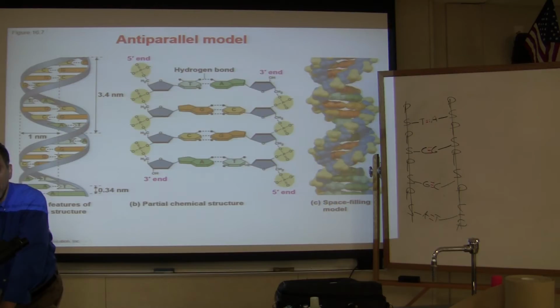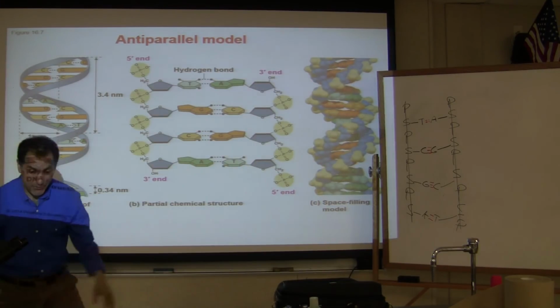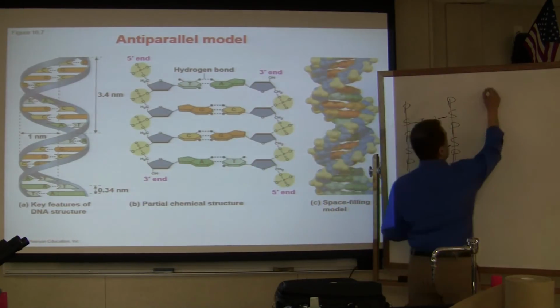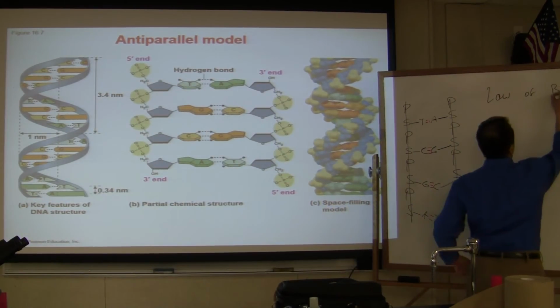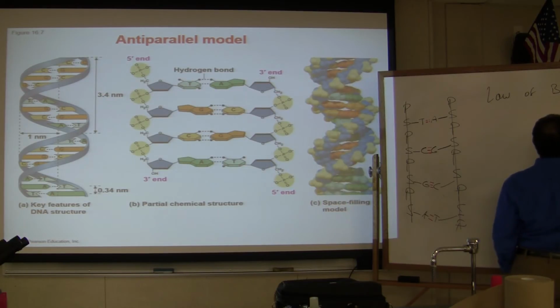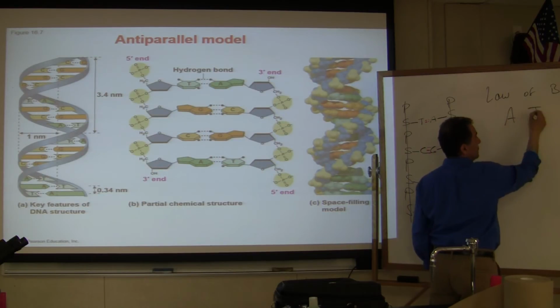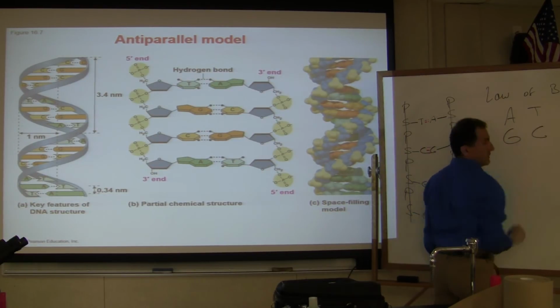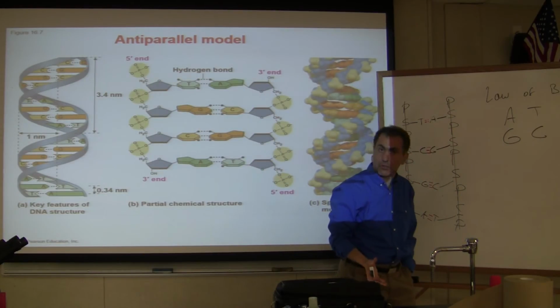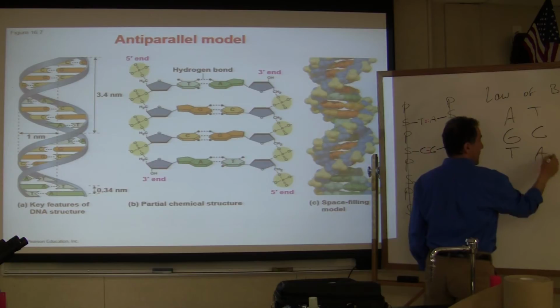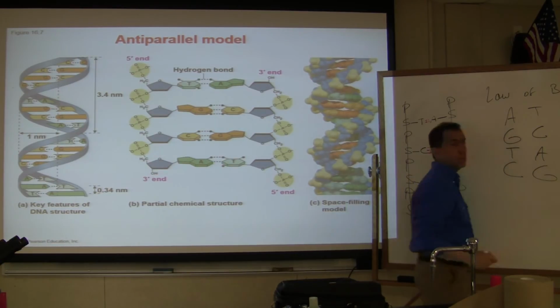There is no law that says this side has to have all T's, or all A's, or this side has to have all G's, or all C's. No. There's no law like that. But the law of base pairing says that always A binds to T and G to C. You don't like it? T binds to A, C binds to G.